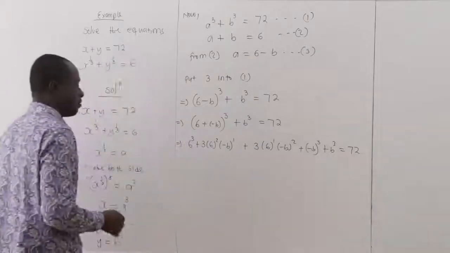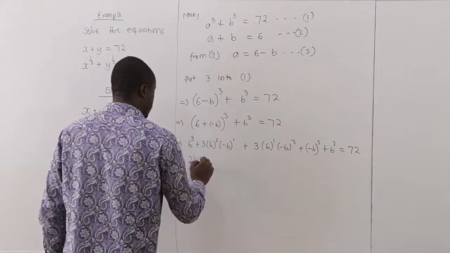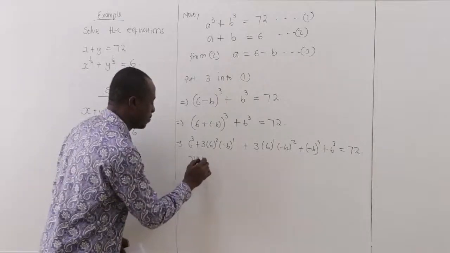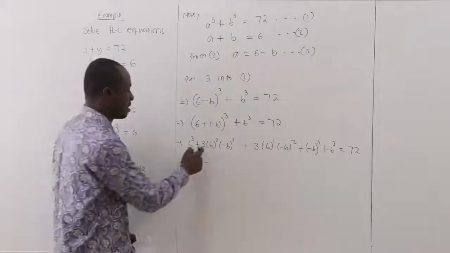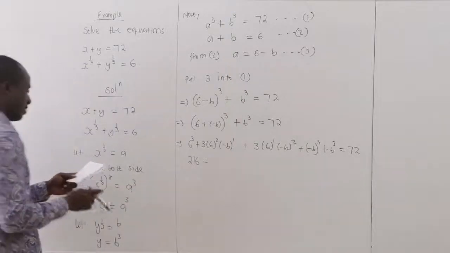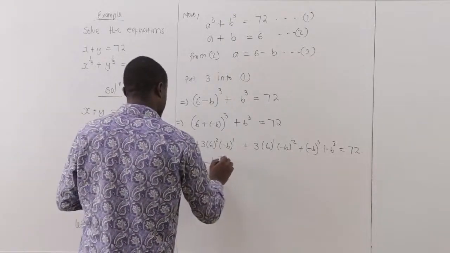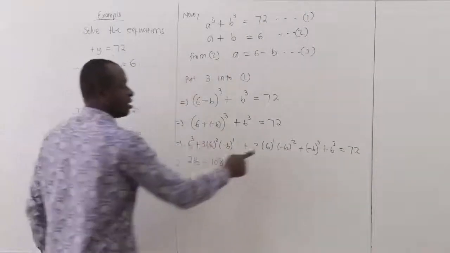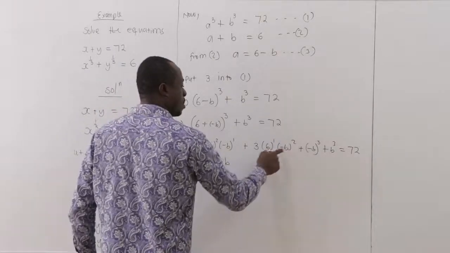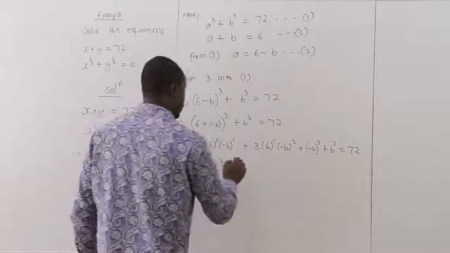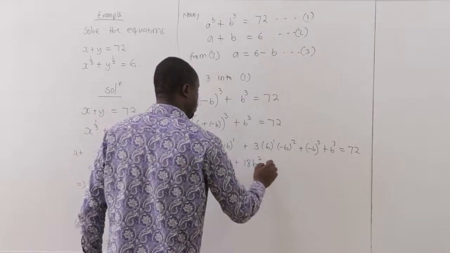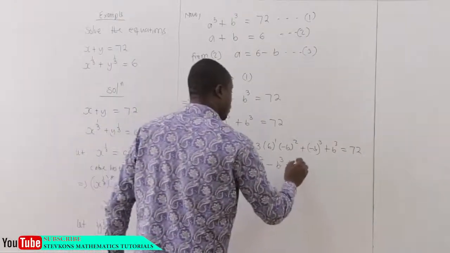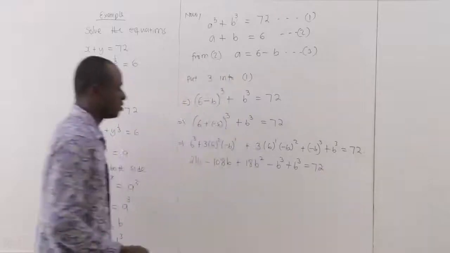Now, 6 to the power 3 is 216. Then plus, now this is negative, so multiplying here that would be negative. 6 squared is 36, and 36 times 3 is 108. The negative is making that negative 108b. Now this will be positive, because b squared with a negative gives positive: 36 times 3 is 108 over 6, so we have 18b squared, minus b cube because of the negative. Negative b cube plus b cube, this is equal to 72.